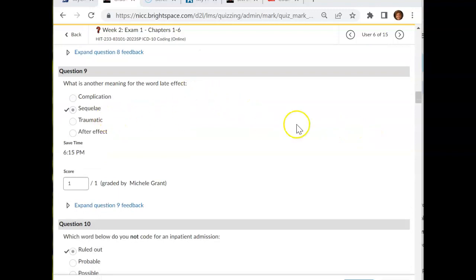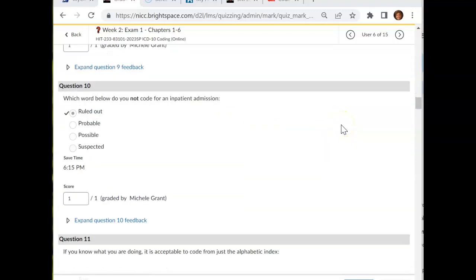Late effect, another word, is sequela. Which word below do you not code for an inpatient admission? Ruled out. That means they ruled it out. That patient does not have it. They ruled out an appendicitis. Okay, they do not have it, so you do not code it. Now, if they say probable, possible, or suspected for inpatient, you code them.